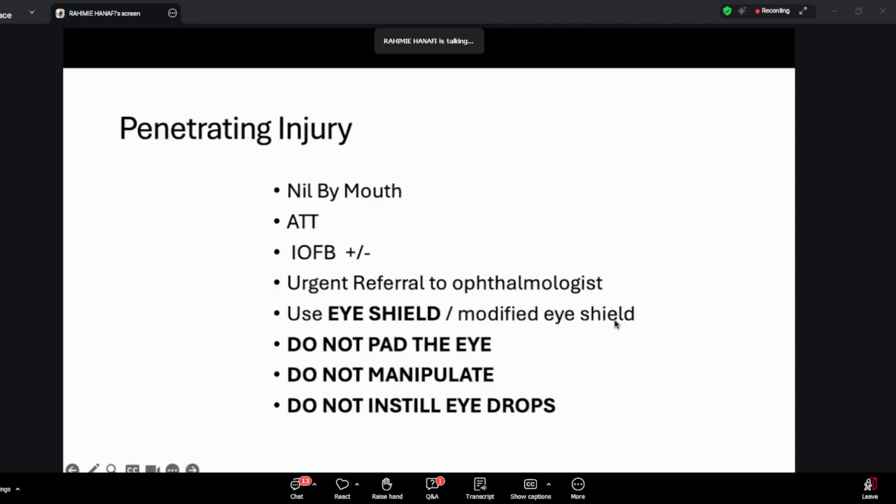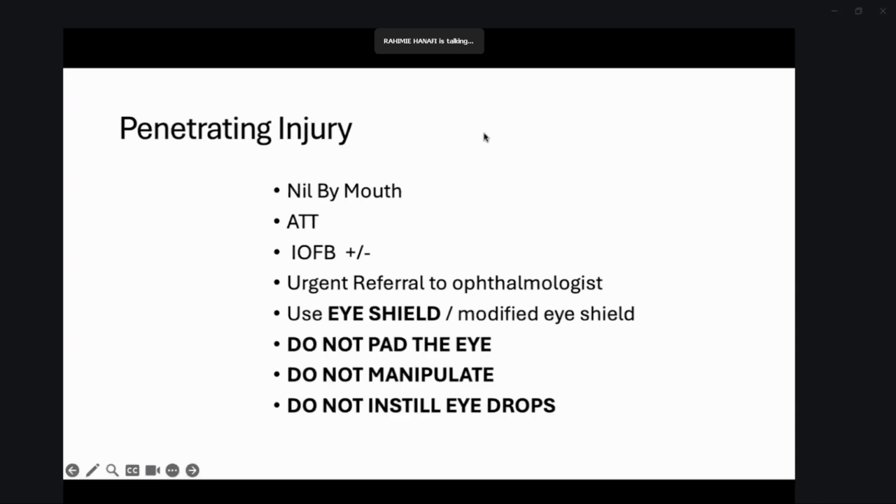Okay, so this is an important slide for you to take note, right? Whenever cases of penetrating injury come to your clinic, one thing is that we need to ask patient to fast, nil by mouth, because most of the time we need to bring patient to the OT urgently. Okay, and then the ETT, intraocular foreign body is possible in the case of grass cutting, for example, need urgent referral to the ophthalmologist.